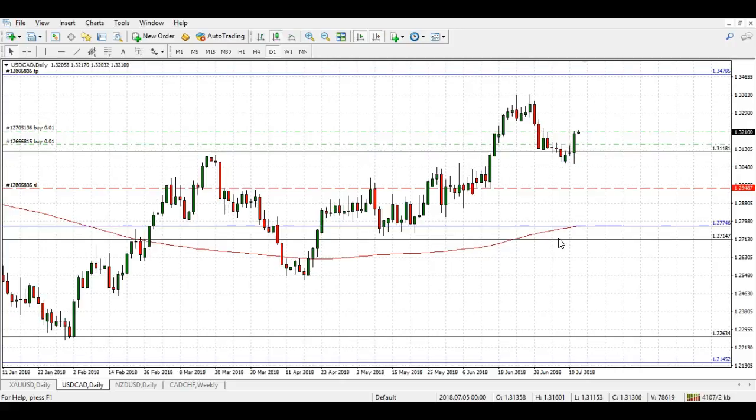So there you go, bullish outlook on the dollar versus the Canadian and on the dollar in general.